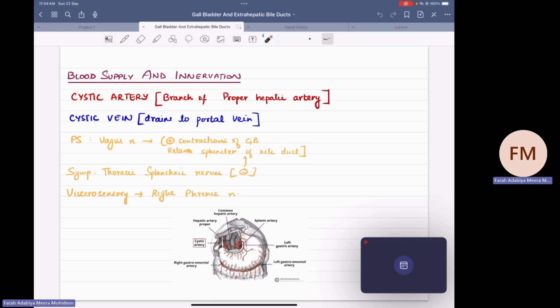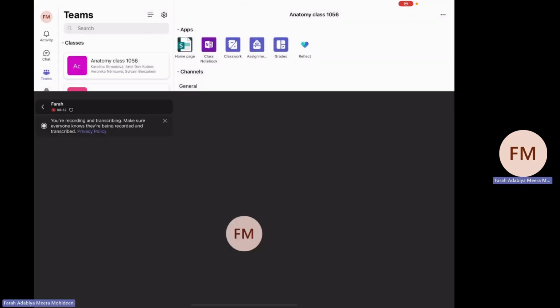The viscerosensory innervation is your phrenic nerve. That's the sensory innervation from your gallbladder. So that's it for this question.